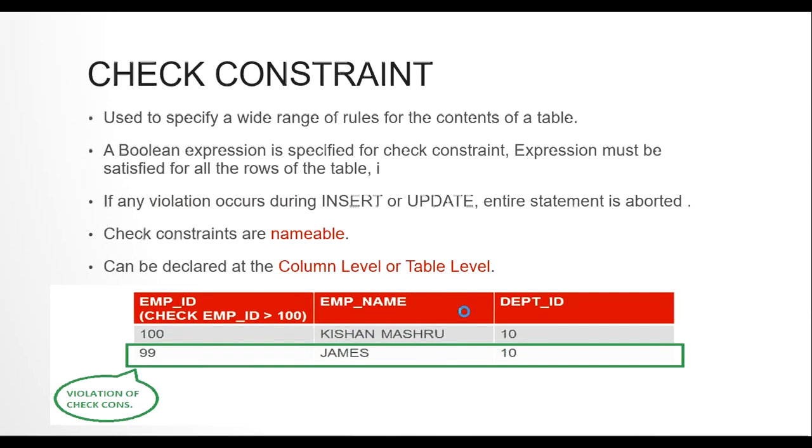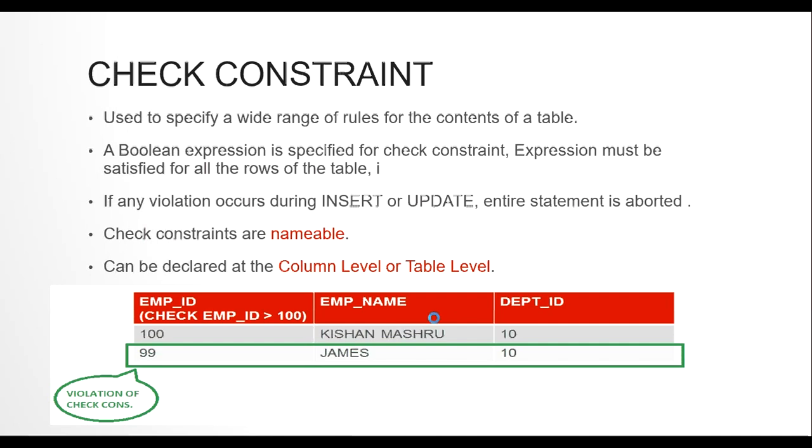Now comes the check constraint. With a check constraint, we can specify a wide range of rules on a particular column or group of columns. We give a Boolean expression for the check constraint. If the insert or update that we are performing satisfies this Boolean expression, it is okay. If it does not, the entire statement is rolled back.